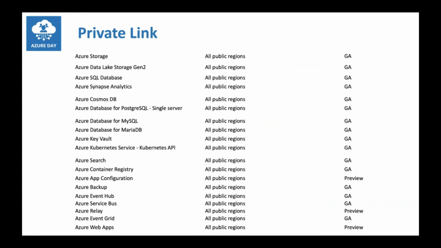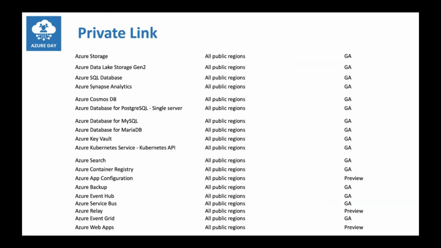The Azure Private Link is available on quite a lot of services in Azure already. It's quite a big list here, and most of them are generally available. There are a few which are still in preview. And one of them, which is in preview, is the one on the Azure Web App. So you can't start using it on an Azure Web App yet, but it's still in preview.